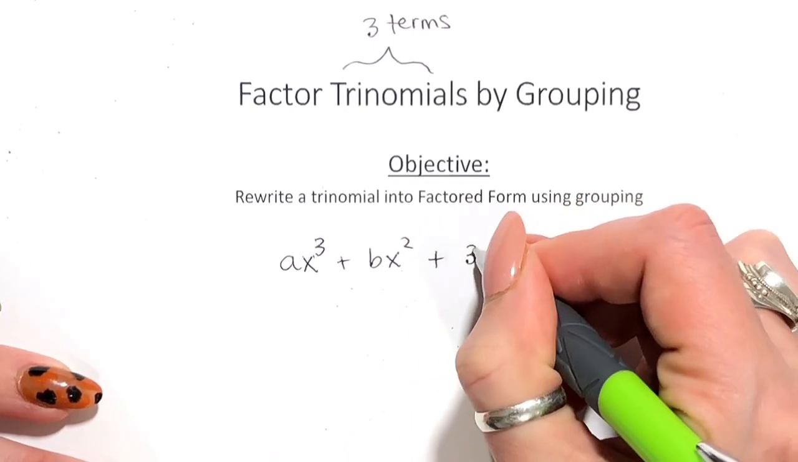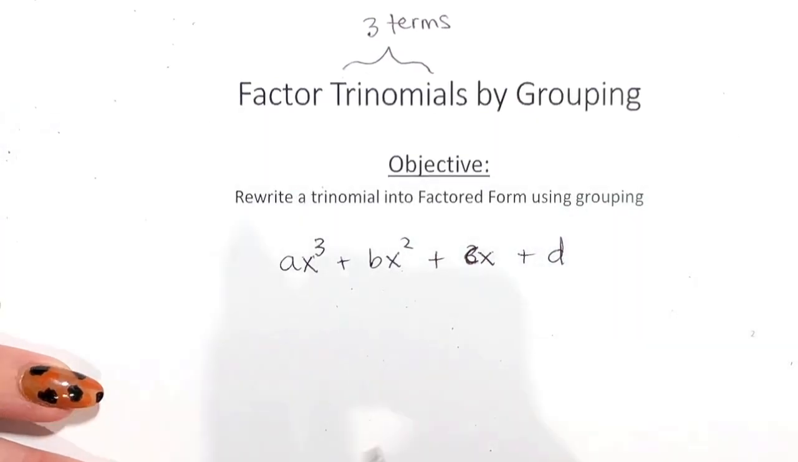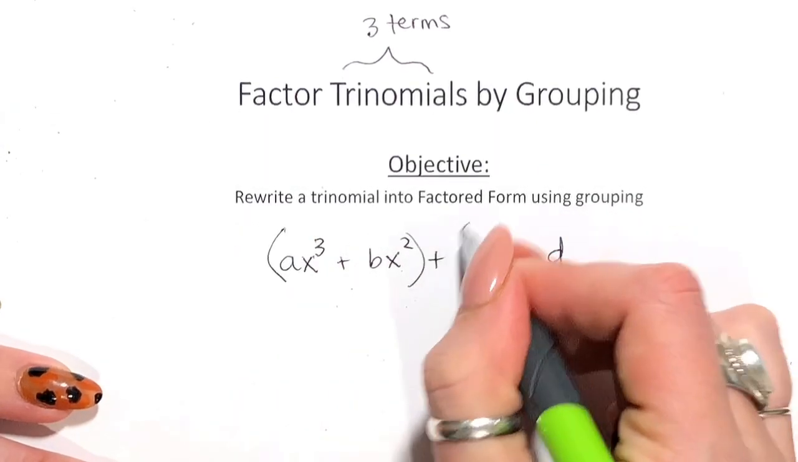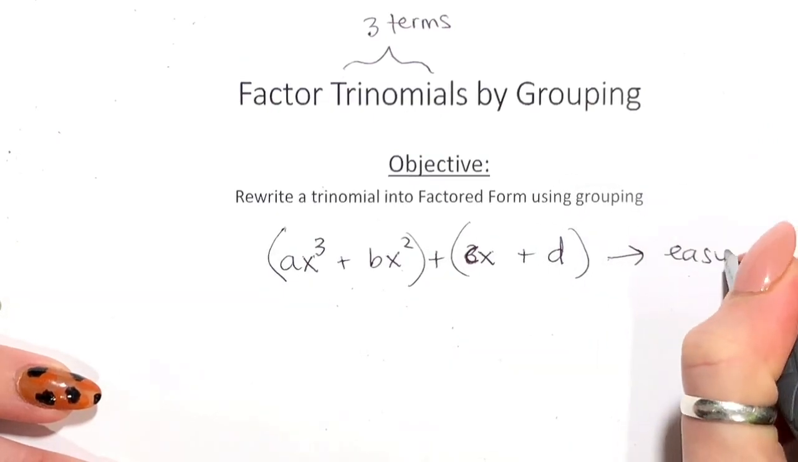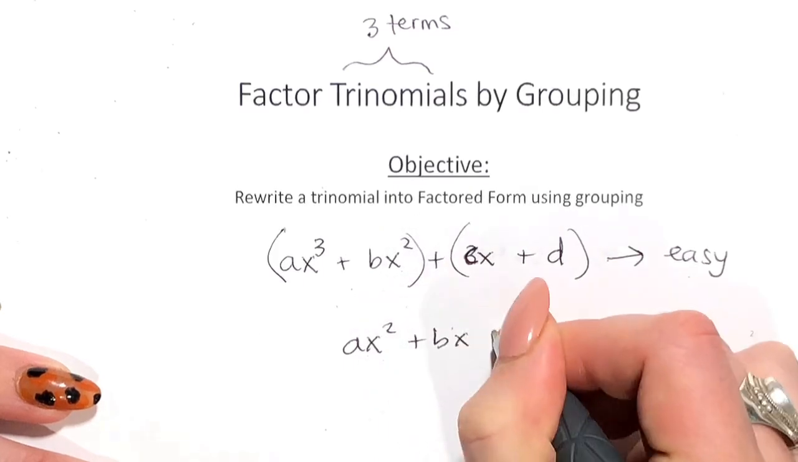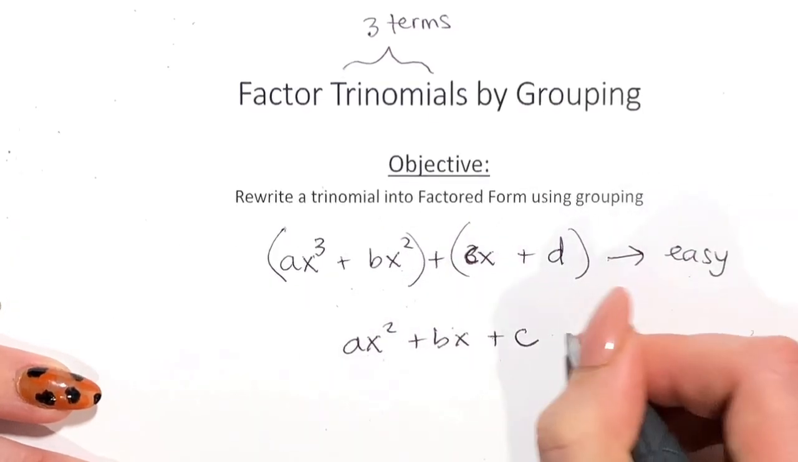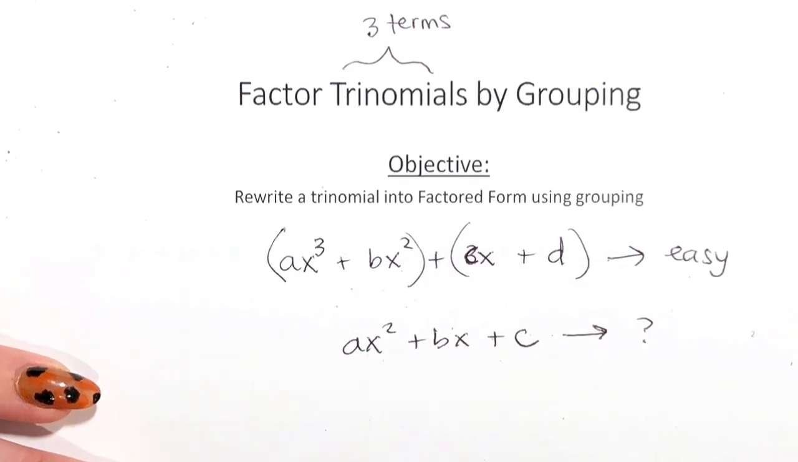With our grouping last time, it was really easy when we had 4 terms. When we have 4 terms, it's really easy to group into 2 groups of 2. So that makes it easy. But what do you do if you only have 3 terms? If I group them, one of my guys is left out.